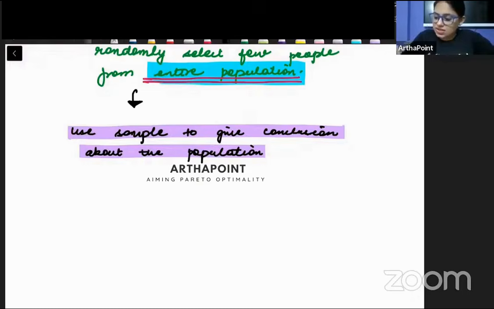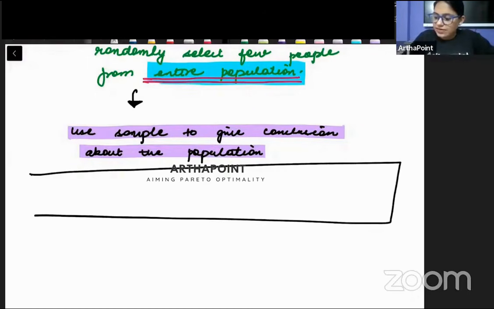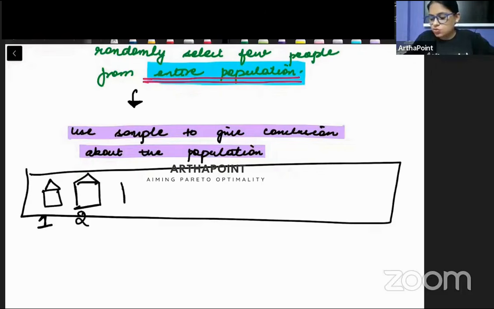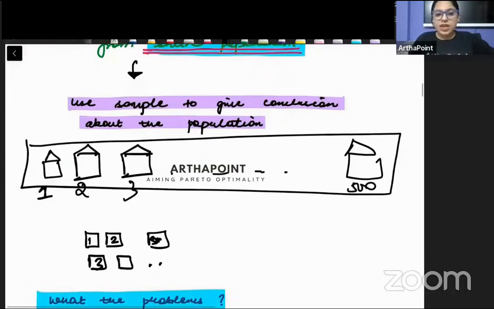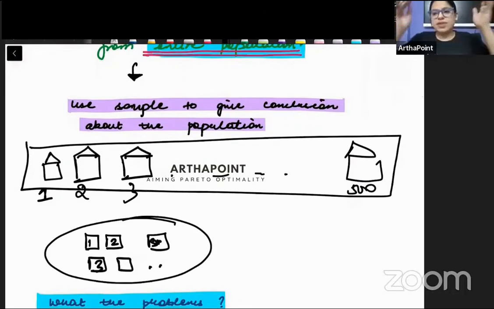तो मैं क्या करूंगी ना? Say there are these 500 houses in this region. House number 1, house number 2, house number 3, and so on. House number 500. So I will create 500 chits. Chit 1, chit 2, chit 3, and so on till chit 500. And I will put it in a box. मैंने एक box के अंदर इसे रख दिया and I will just shake it. I will just spread it around.